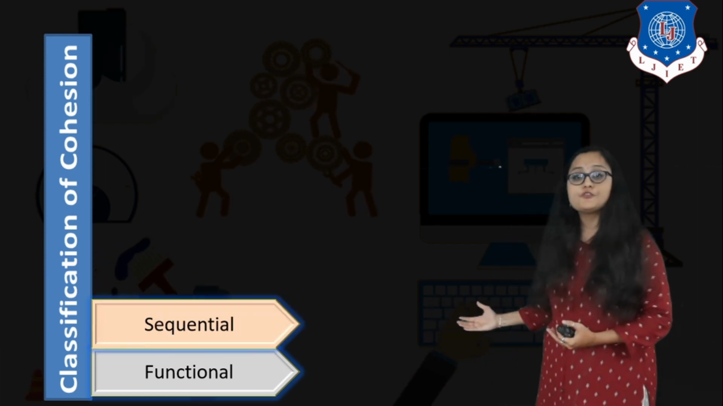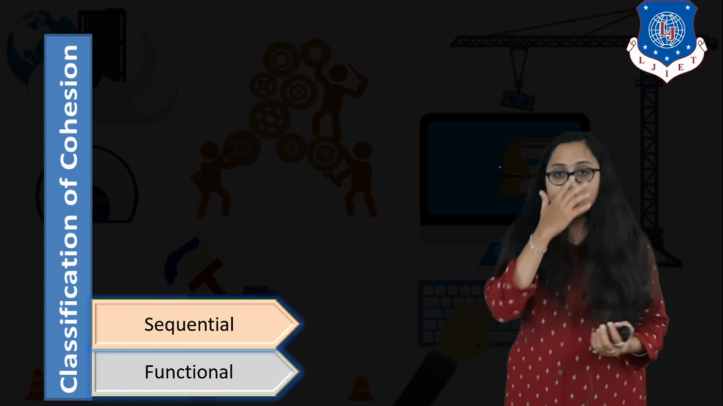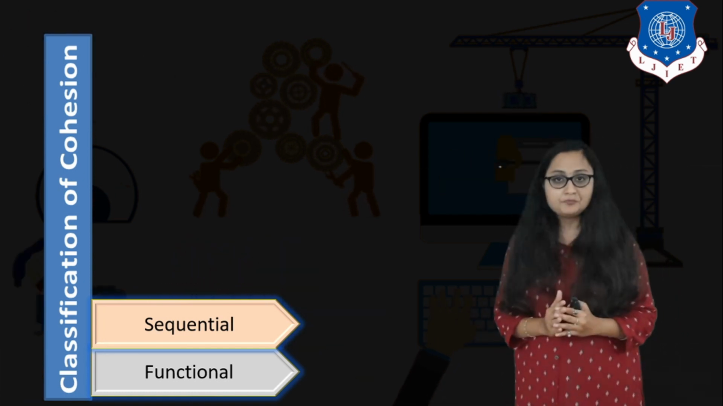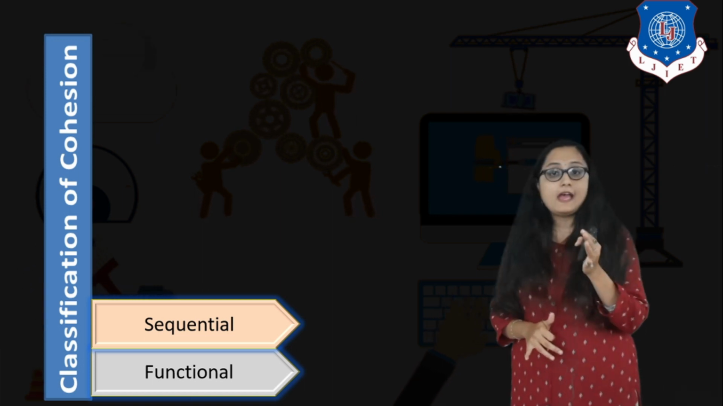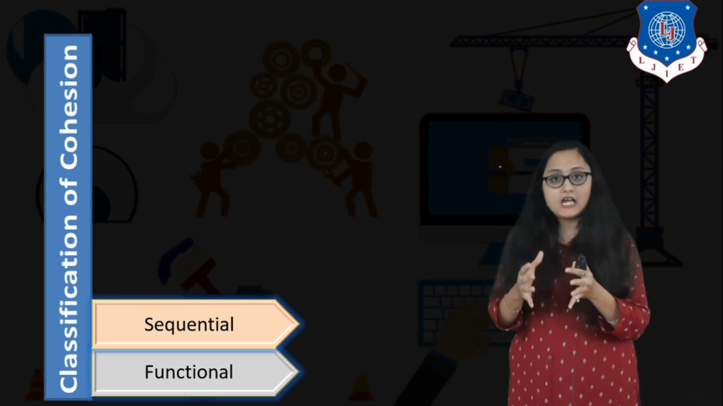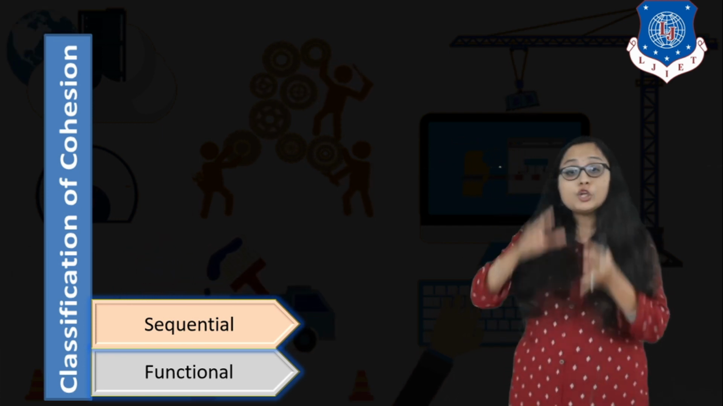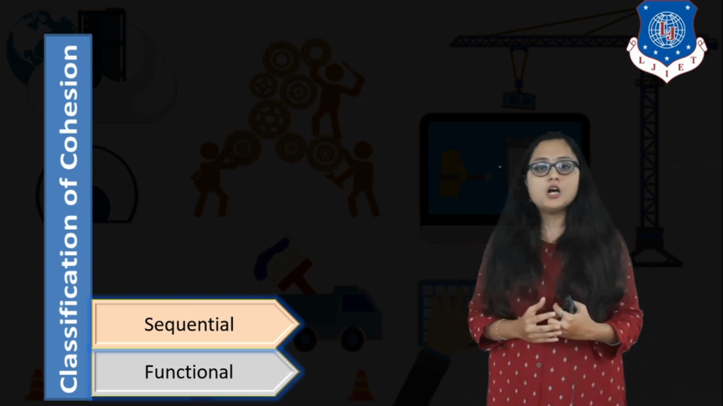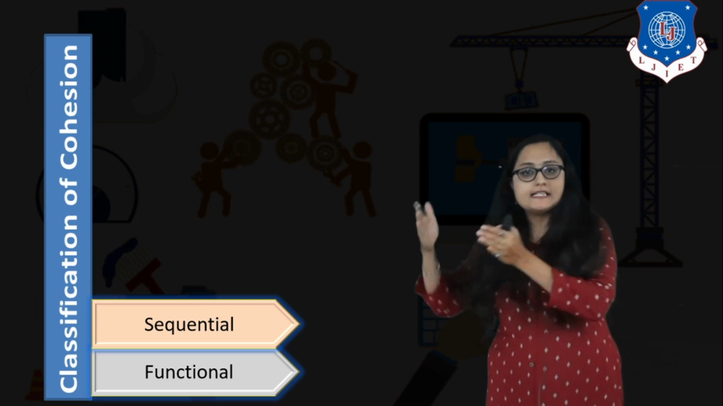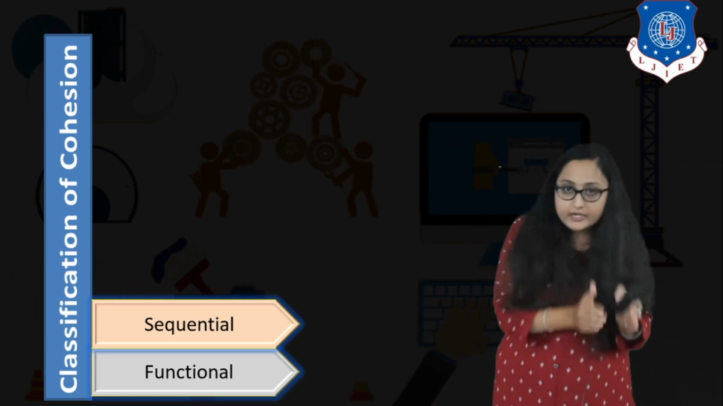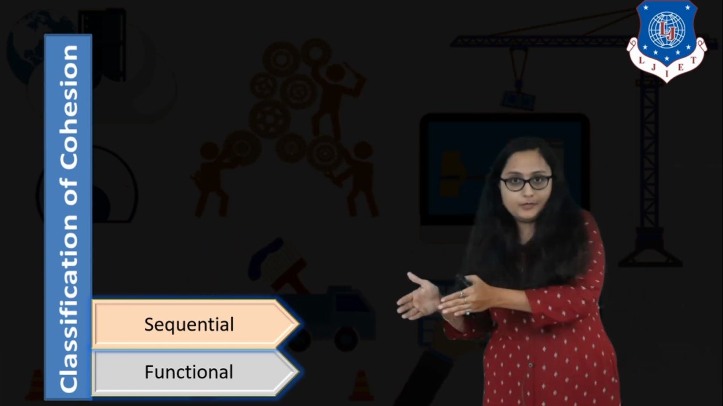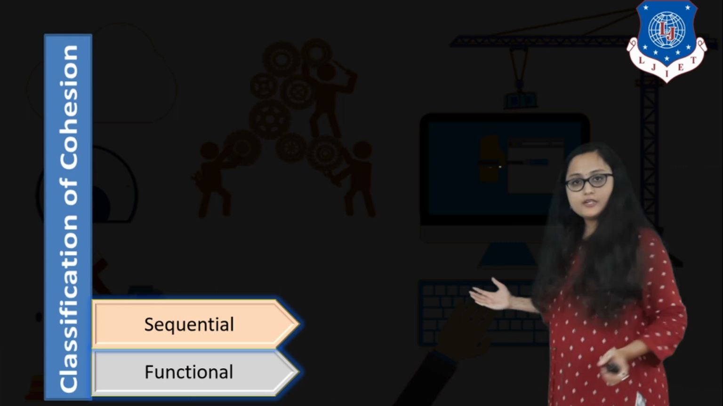The next type of cohesion is sequential cohesion. Now what do you mean by sequential cohesion? Sequential cohesion is a type of cohesion inside a module if you have one element which is having some data output, and that data output is being used as an input for another element. So it is following a logical sequence in which data from one element is going as an input to another element. That is known as sequential cohesion.